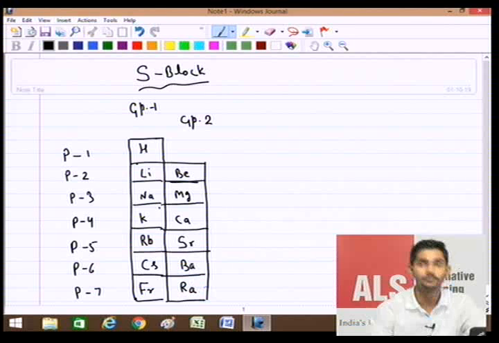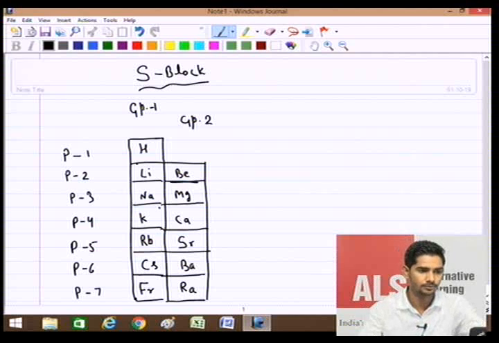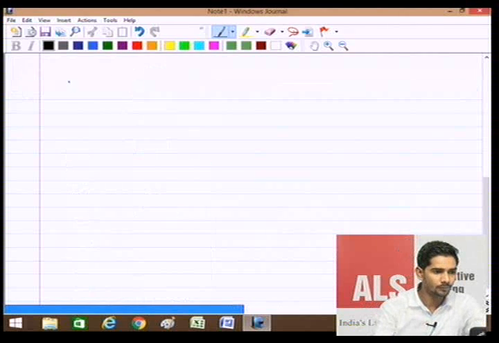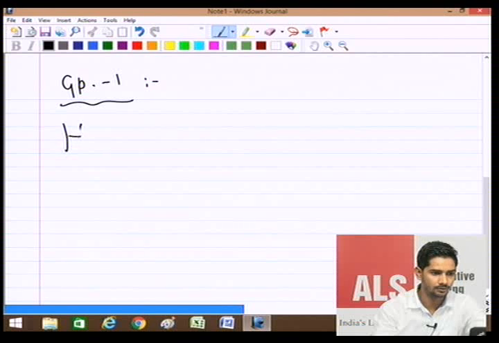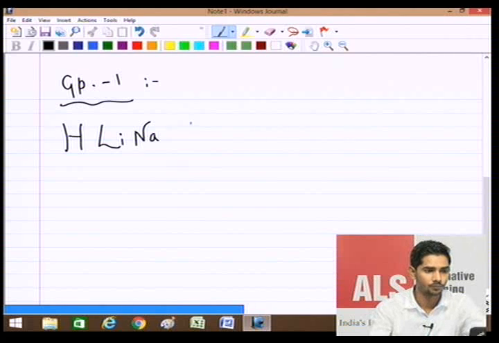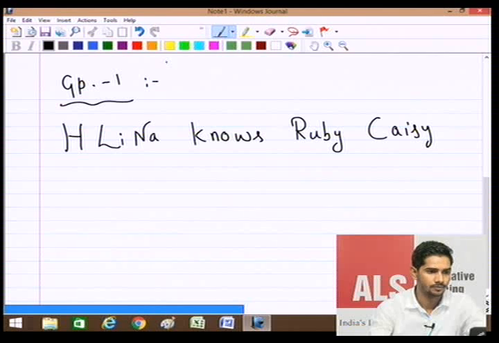So now we have to learn 2 things. First, all these elements, and second, their atomic numbers as well. So guys, for group 1, you have to remember this one: Helena, okay, Helena is the name of a girl, knows Ruby, Cassie, and Farah.